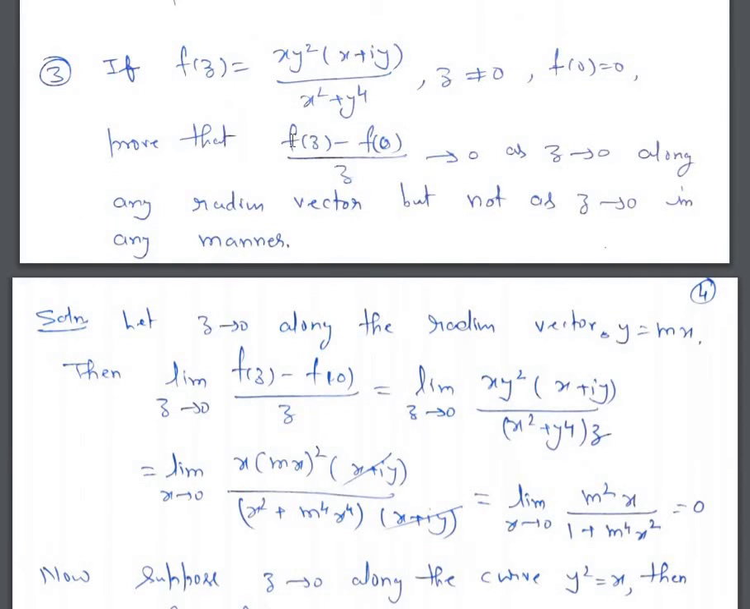Let's take the next example. If f(z) is equal to xy square (x plus iy) upon (x square plus y to the power 4) when z is not equal to 0 and f(0) is equal to 0. We have to prove that (f(z) minus f(0)) upon z tends to 0 as z tends to 0 along any radius vector. Any radius vector means along y is equal to mx, but not as z tends to 0 in any manner.